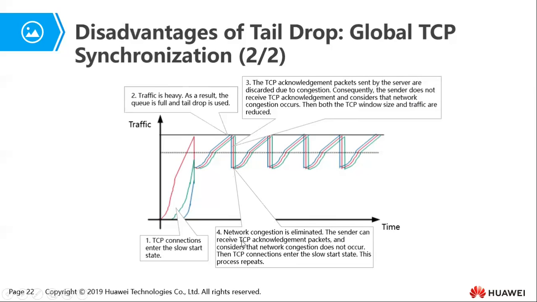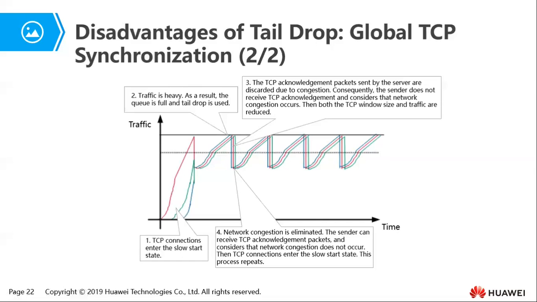Now the sender can receive TCP acknowledgement packets and considers that network congestion does not occur. So what does that person do? Then the TCP connection enters the slow start state. So this process repeats. When this guy notices that network congestion does not occur, they can again increase the window size. So that is why the graph will rise again.